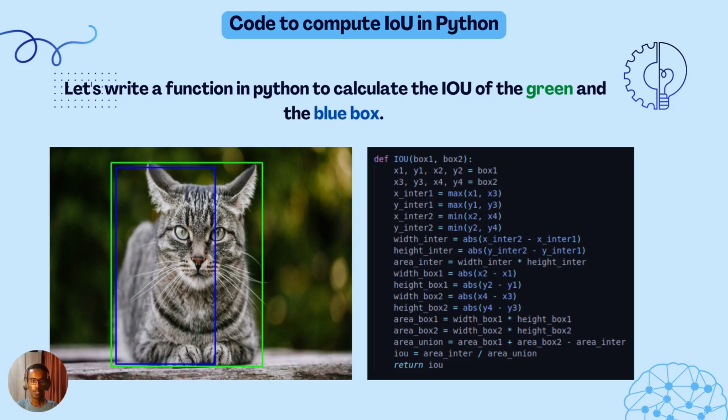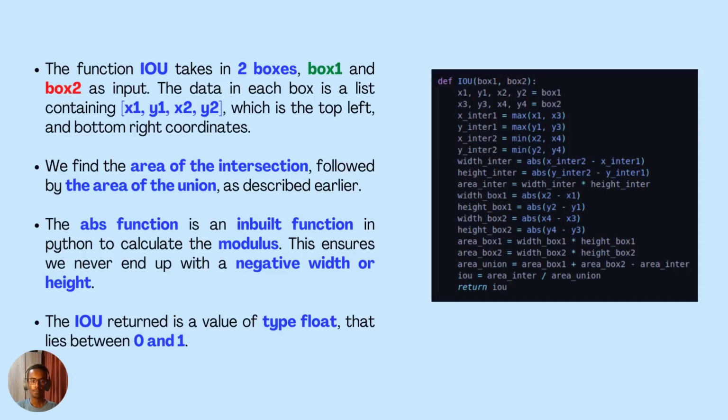And then finally, after we have computed the area of box 1 and the area of box 2, according to the formula we have seen before, we add the area of box 1 to the area of box 2 and subtract the area of the intersection and assign it to area union. And finally, we create a variable known as IOU, which is going to be the ratio between area inter divided by area union, and we return this IOU. So we have basically looked at how to compute the IOU and created a Python function.